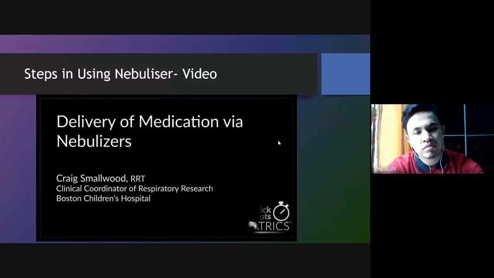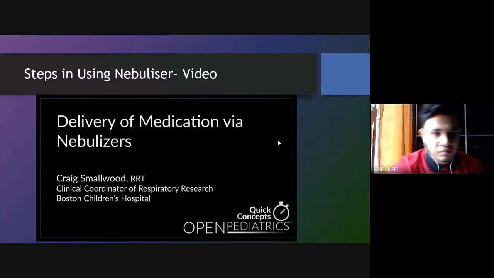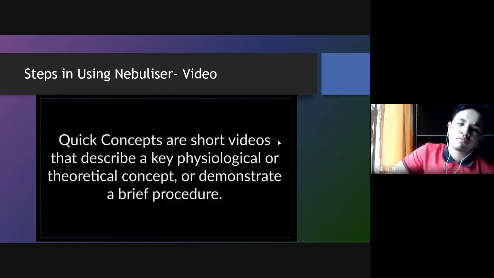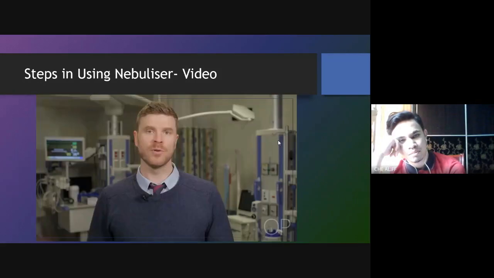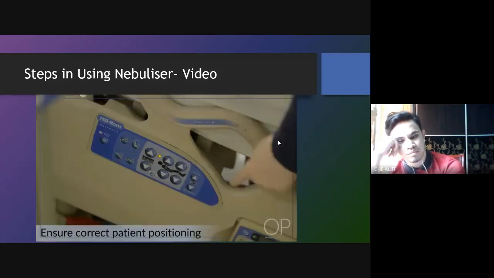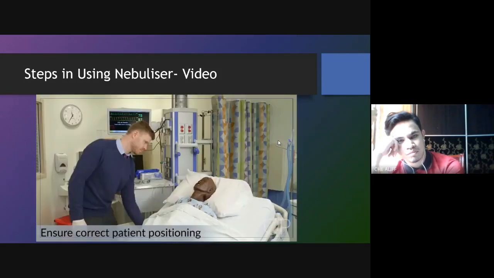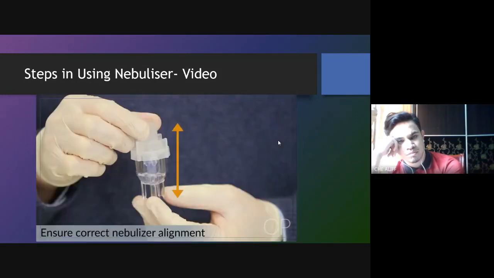Delivery of medication via nebulizers by Craig Smallwood. Before we proceed, we'll also want to ensure that the patient is in the correct position. I'm going to put the head of the bed to approximately 30 to 45 degrees. An important performance note about jet nebulizers is that they should be oriented approximately vertically to work effectively.